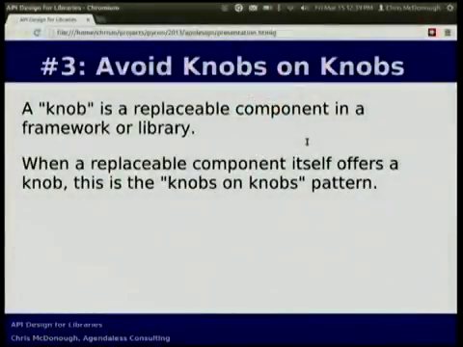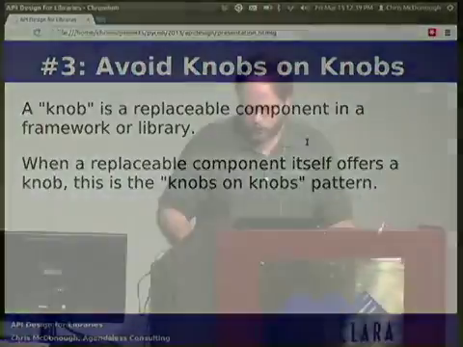So the third rule is avoid knobs on knobs. A knob is a replaceable component in a framework or a library. You can think of anything as a knob, but a debug flag is a knob. Also, someone offering you a way to subclass something and telling you that you can override this method is a knob. These are places to add in policy about what you're offering to people. Knobs are super useful. All frameworks are basically made of knobs, but the one pattern to avoid is putting knobs on knobs themselves, and I'll show you an example of that.